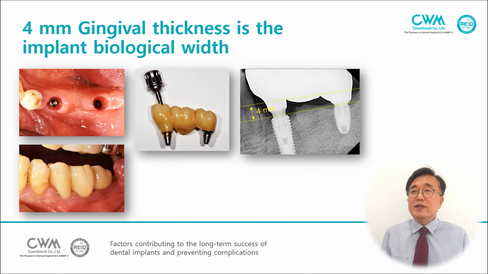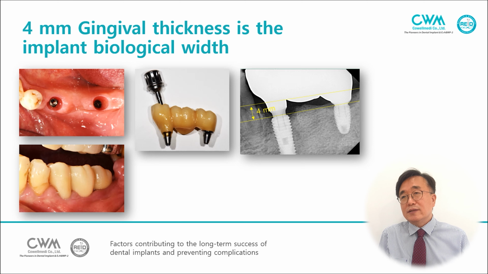So we have to keep a 4 millimeter gingival thickness during implant placement. The 4 millimeter gingival thickness is an advantage for the emergence profile. So we can get a natural emergence profile if we establish 4 millimeter gingival thickness.